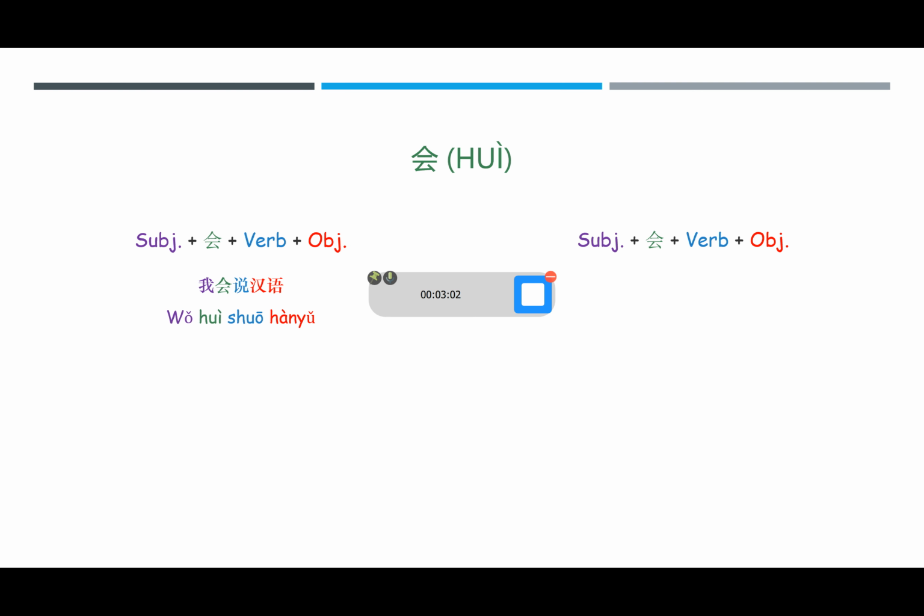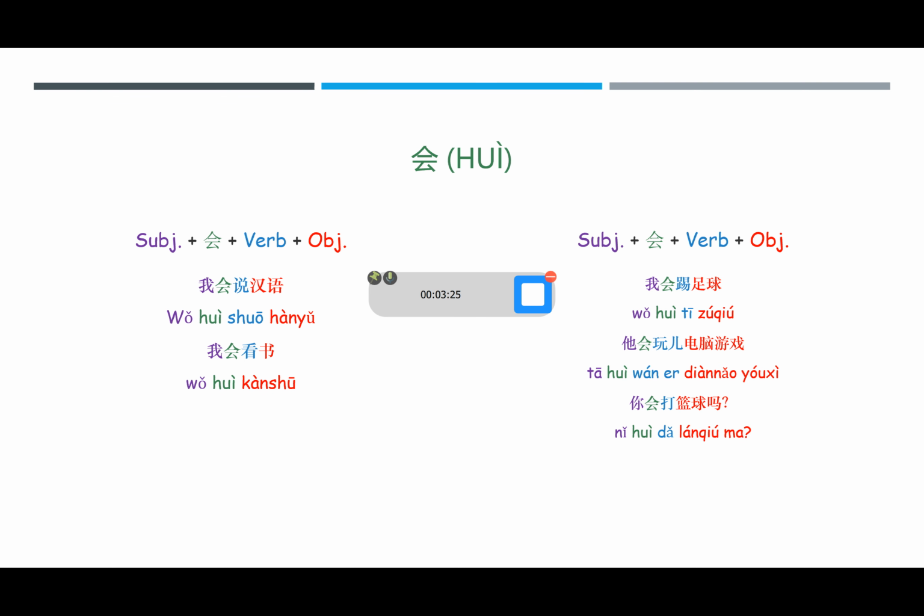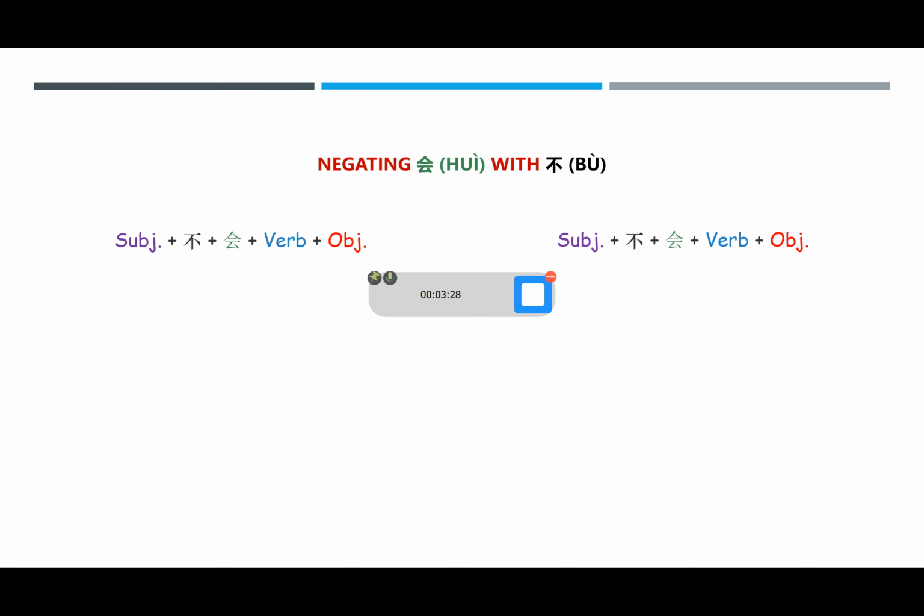So, 我会说汉语. I'm able to speak Chinese. 我会看书. I'm able to read books. 我会踢足球. I'm able to play football. 他会玩电脑游戏. He is able to play video games. 你会打篮球吗? Are you able to play basketball?